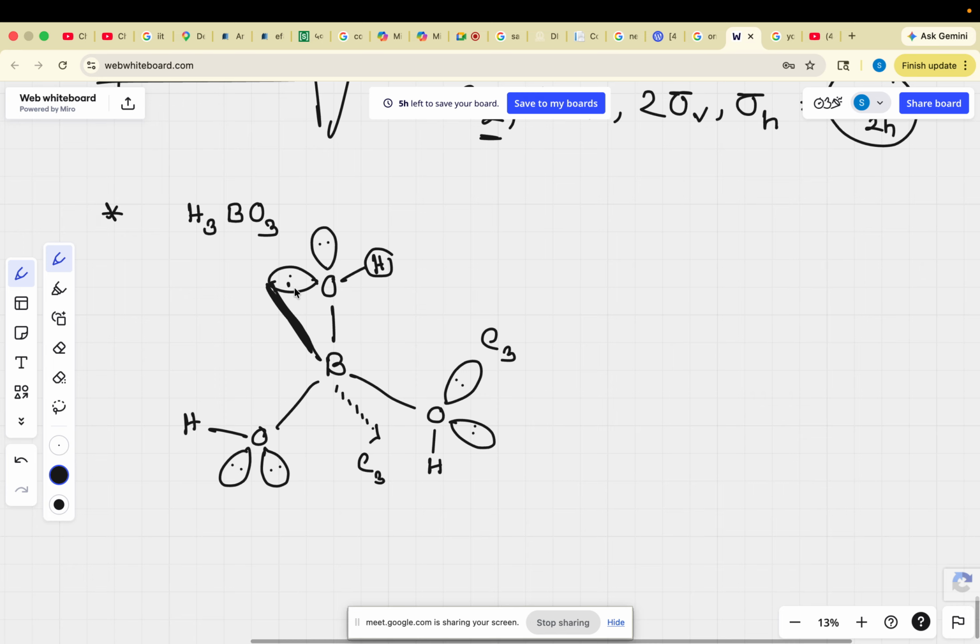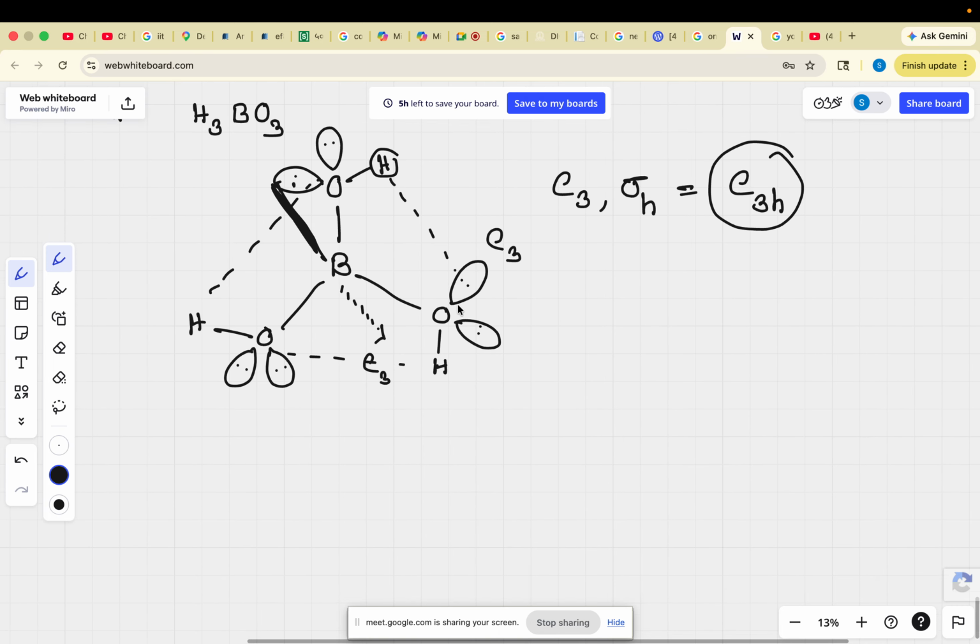But if you take the molecular plane, that time you will have a C3 axis and sigma h, right? So what are the elements we have? C3 and sigma h. That will lead to what? That will lead to the C3h point group. Okay, so that will lead to the C3h point group. Clear?